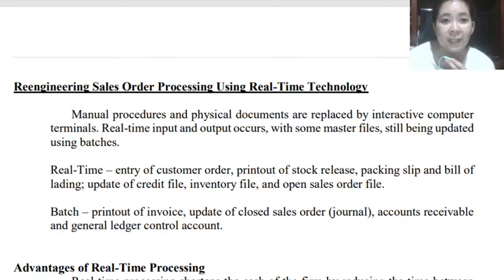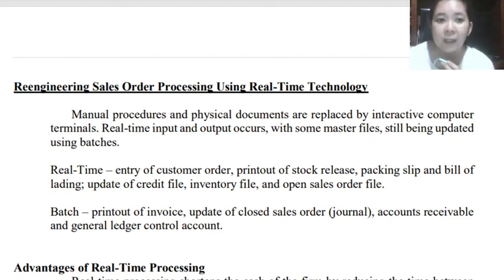So, re-engineering sales order processing using real-time technology. So, for manual procedures and physical documents, they are replaced now by interactive computer terminals for efficiency and effectiveness, and also to make the transaction process faster. Okay, so real-time input and output occurs with some master files still being updated using the batches. Okay, but of course, depending on how the entity will process it.